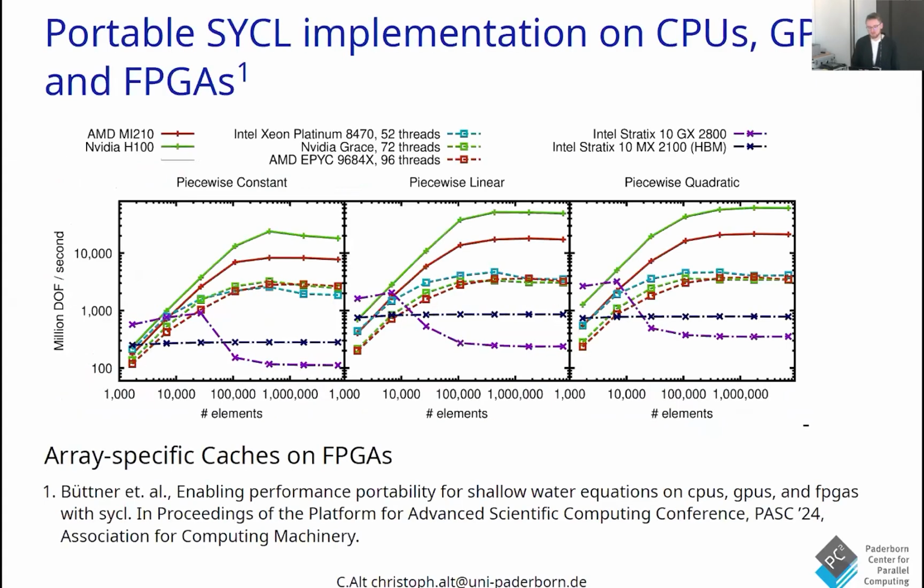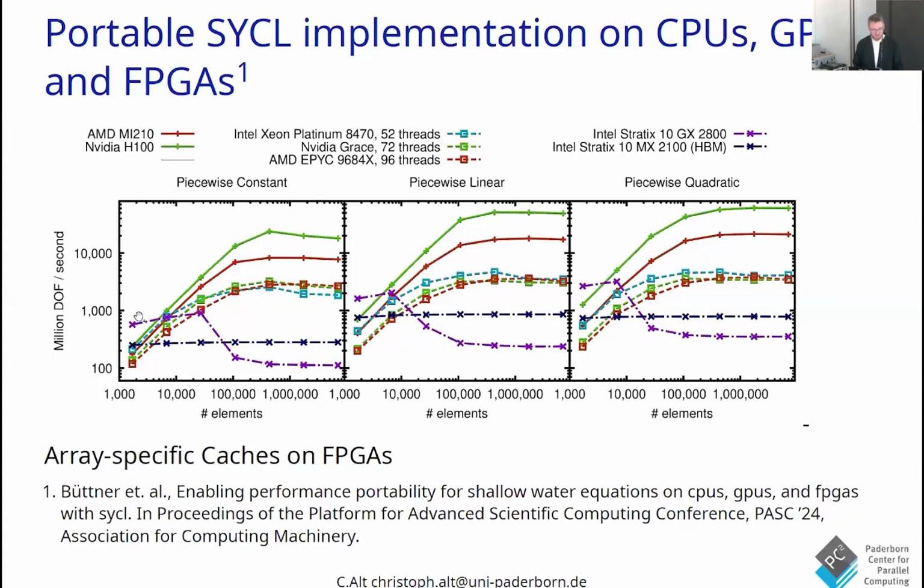After that, we started our SYCL implementation, first for oneAPI, which also runs on CPUs, GPUs, and FPGAs. For the FPGA code path, we implemented array-specific caches so that we could have as much of the mesh as possible locally on the chip. But when the mesh is too large, we can still run it, but then we have to load it from global memory. And maybe you also find this figure on one of the posters.